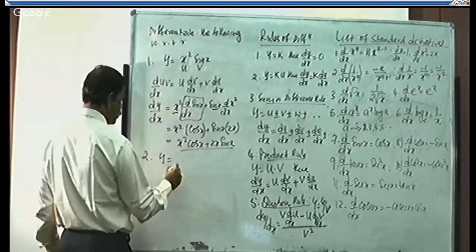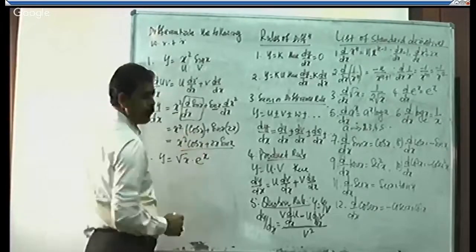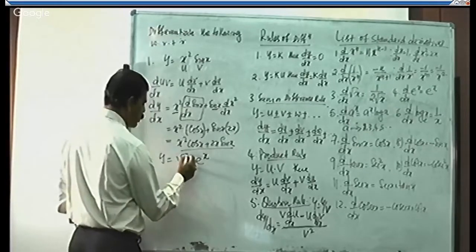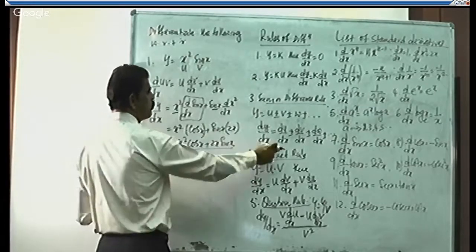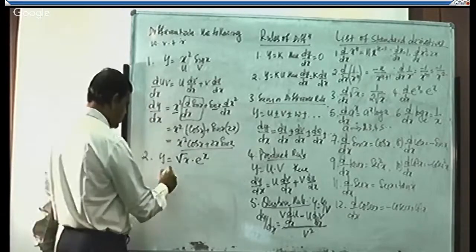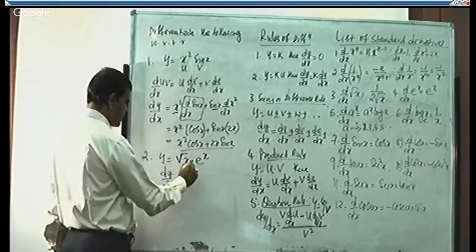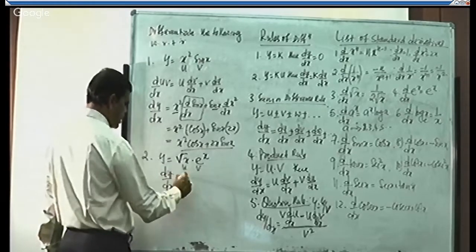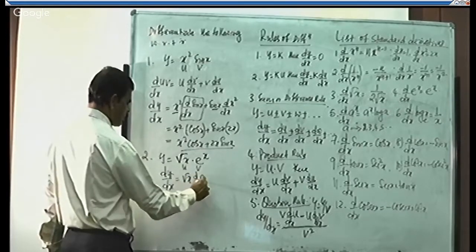Take another simple example, root x into e power x. While reading itself, you can understand the problem. Into means product, you should go for the product rule. If there is a plus or minus, you should go for the sum or difference rule. dy by dx is equal to what the product rule says. First identify which is u, which is v. Right rule: first keep u as it is, differentiate v, the differentiation of e power x.